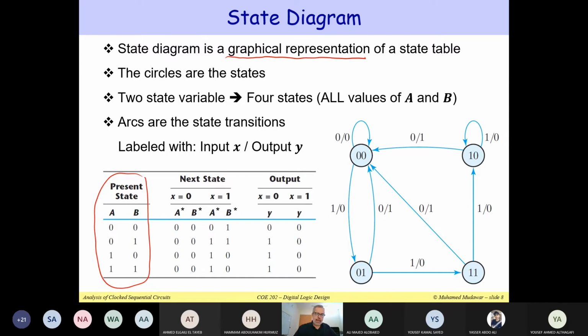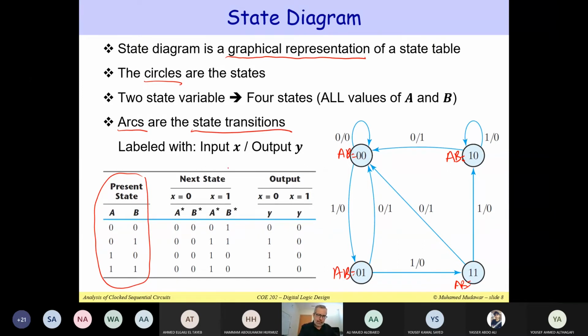Now, the way that we draw the states, they appear as circles. So this is actually here state 0, 0. So this is AB equal to 0, 0. This is AB equal to 0, 1. This is AB equal to 1, 0. And this is AB equal to 1, 1. So we have 4 states, and these appear as 4 circles in the state diagram. What you need to do is that you need to define the transitions between the states. The states are the circles, and the state transitions here are the arcs.